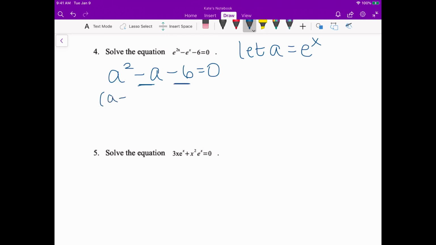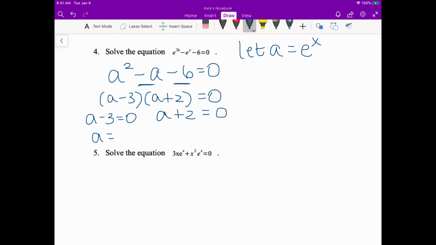So we end up with a minus 3 times a plus 2 equals 0. Then we set each factor equal to 0 to solve. So a minus 3 will equal 0, and a plus 2 will equal 0. So then a will equal 3, because I'll add 3 to both sides, and a will equal -2, because I'll subtract 2 from both sides. But remember, we had substituted a in, and a actually equals e to the x. So this is really e to the x equals 3, and e to the x equals -2.